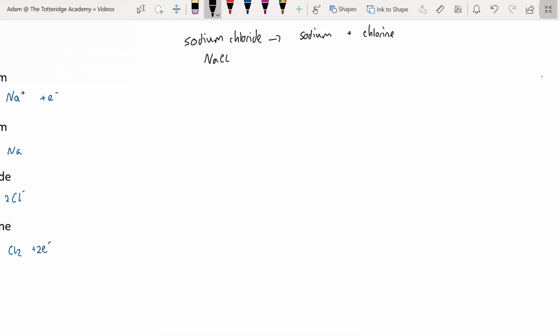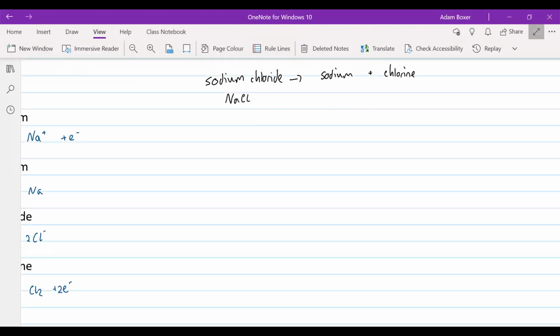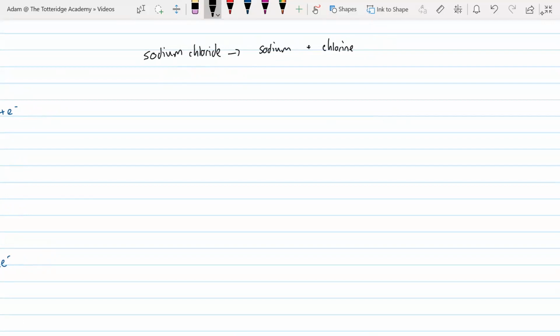NaCl. And actually, do you know what I'm going to do? I'm going to put some lines on so that my writing is a bit clearer, because at the moment it's a bit shady, well, sketchy, dodgy, if you will. So I'm just going to write NaCl nicely on the lines there. And that's going to form sodium, Na, plus Cl2.